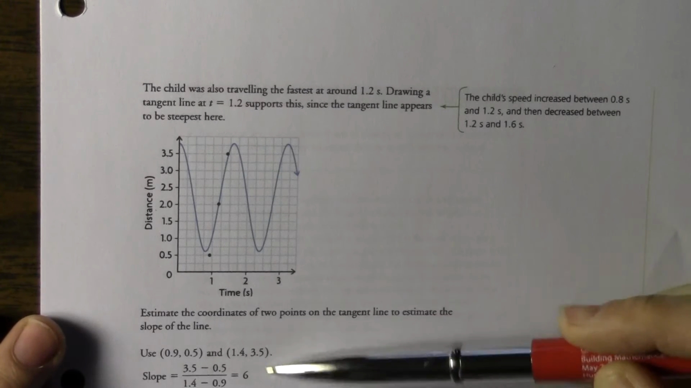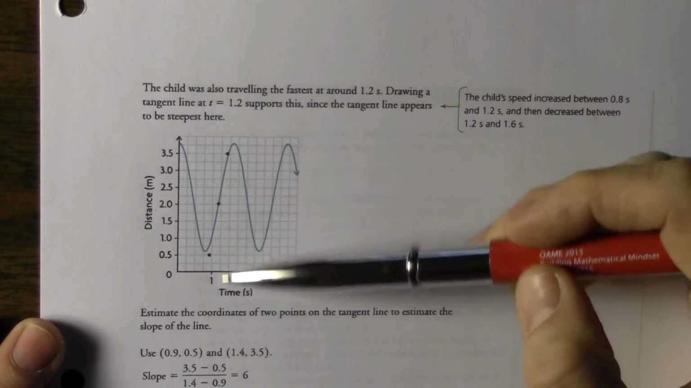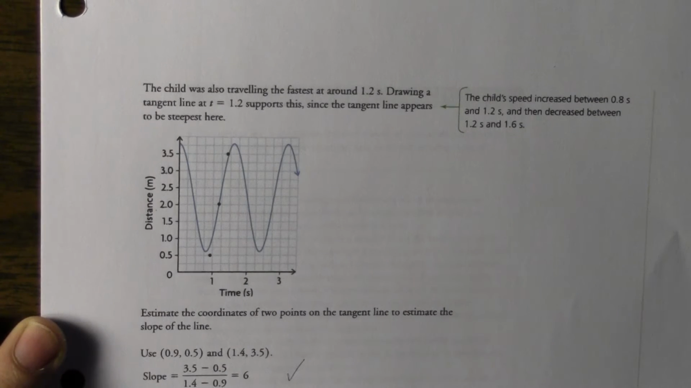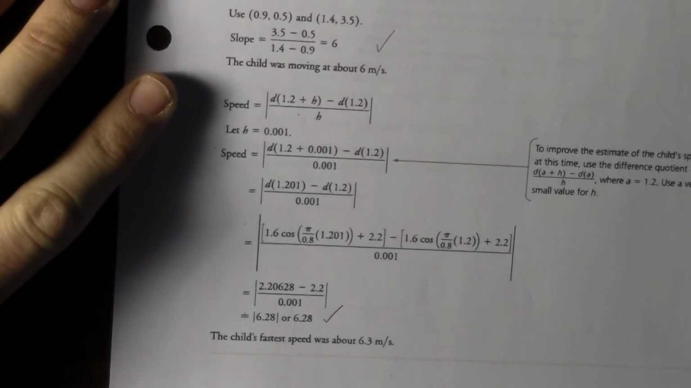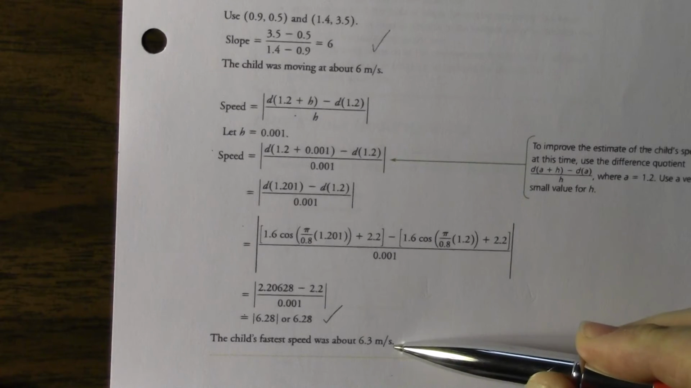Here we do the exact same thing, but this time as the child's moving away, we get the same answer. So if we do the secant line, we get an average of 6. If we do a difference quotient, we get 6.28. Okay, so it's the exact same thing.